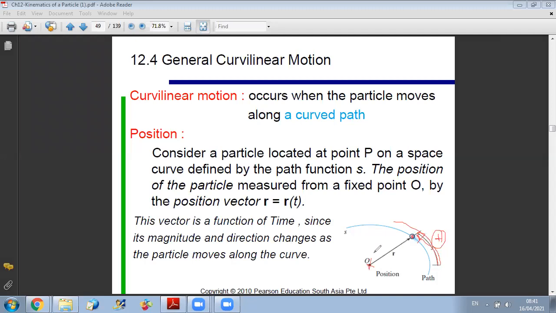At any time, this is called the position vector. The position vector is from the origin to the particle. Now the position vector, of course, will be a function of time, and its direction and magnitude will change as the particle moves along the curve. So this is the most general case. In case, for example, you are moving on a circle, then the magnitude will remain constant, but the direction will be variable.